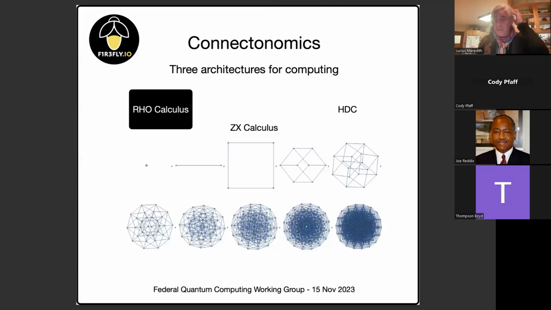So I'm going to dive into the rho-calculus, but before I do that, I'm going to pour my hot water into my coffee cup. One second. All right, thank you for your patience.